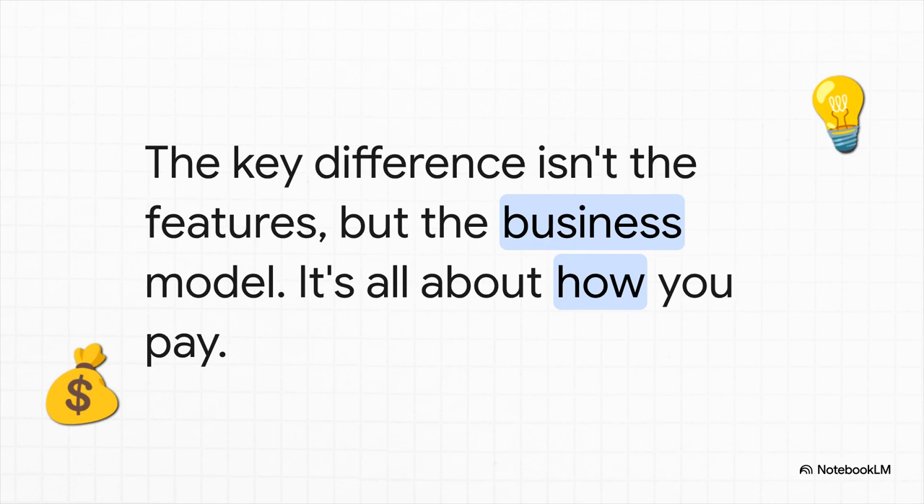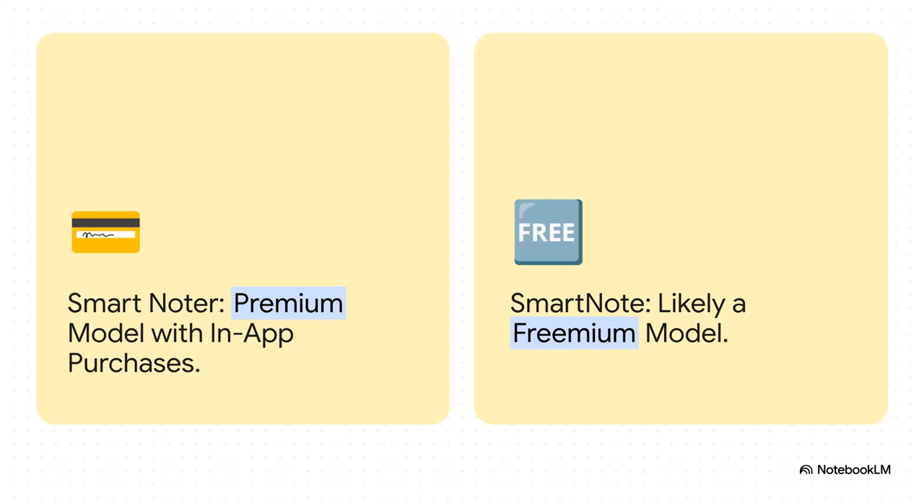See, the features only give us half the picture. To really get it, you've got to follow the money. It turns out their business model isn't just some boring detail, it's actually the single biggest thing that sets them apart. And here it is, the moment of truth. SmartNoter goes for a premium model. You're going to see in-app purchases to unlock stuff. SmartNote, on the other hand, well, it looks like it's using a freemium model. So, to put it simply, one asks you to open your wallet pretty quickly, while the other one wants you to try it out first before you even think about paying.